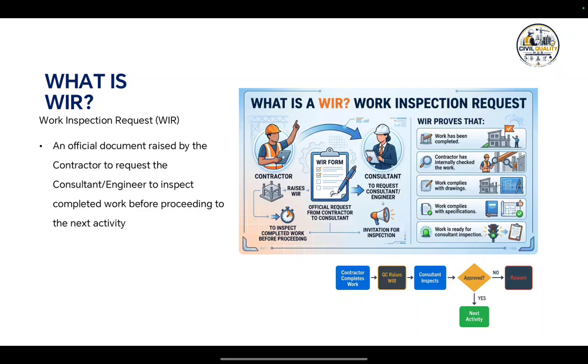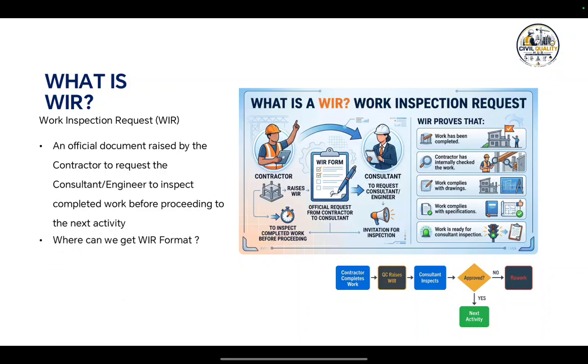four responses. Code A means accepted, proceed to the next activity. Code B, accepted with comments, correct the comments and continue to the next activity. Code C means revise and resubmit: rectify the work, rework and resubmit. And Code D is rejected. And remember, different projects may use different coding systems. Always refer to the project quality procedure.